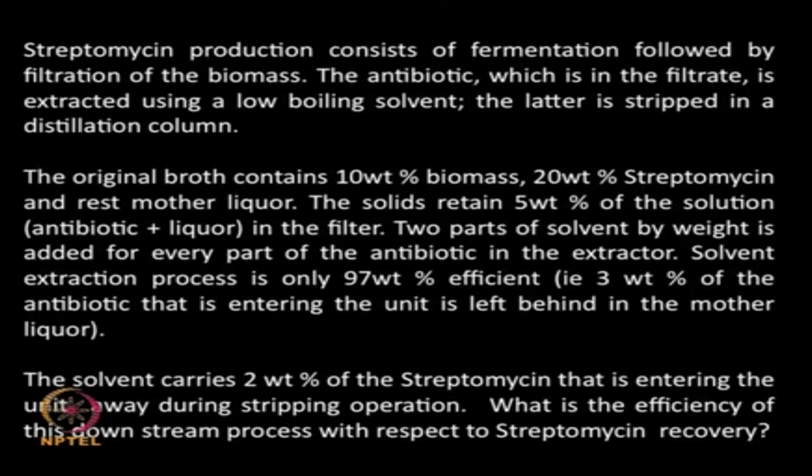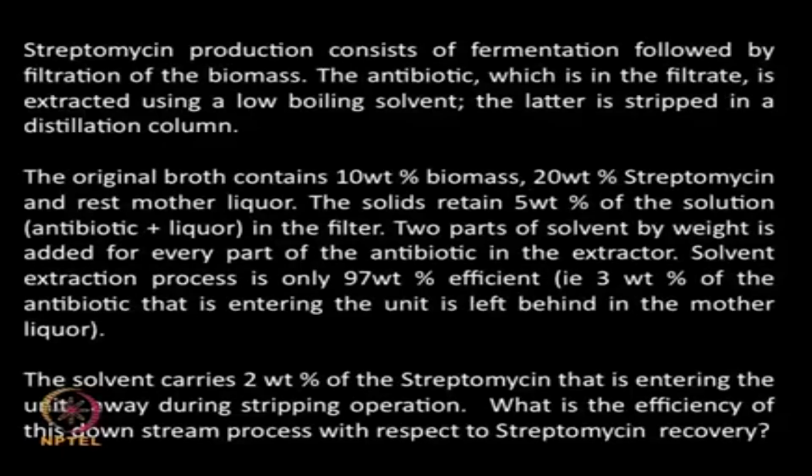Now the solvent is taken to a distillation column and there is something called stripping taking place. The solvent, because it is a low boiling solvent, comes at the top of the distillation column and the bottom will have your product streptomycin. Now when the solvent is getting evaporated, it carries a little bit of streptomycin, about 2 weight percent of the streptomycin that is entering the stripper is taken away by the solvent. So again you are losing some streptomycin. So you have lost streptomycin in 3 stages.